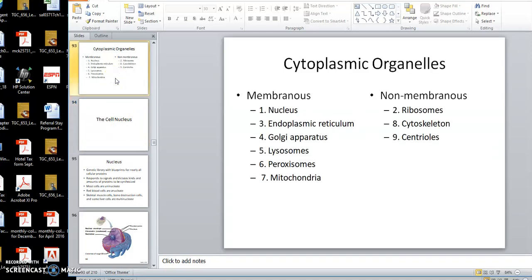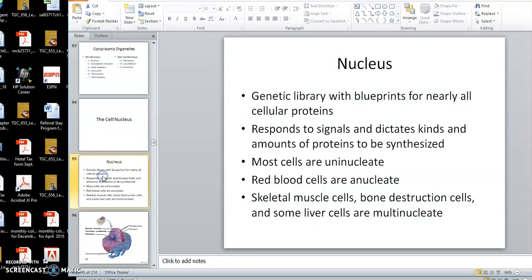Okay, class, we're talking about the cytoplasmic organelles. The first organelle we'll talk about is the cell nucleus. The cell nucleus is where your DNA is located. It's responsible for signals and dictates kinds and amounts of proteins to be synthesized.